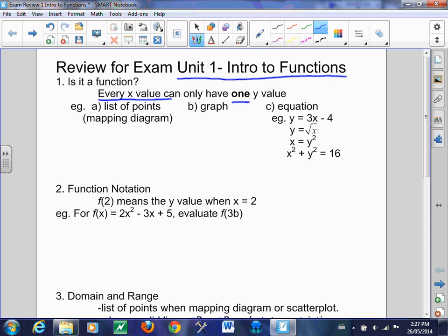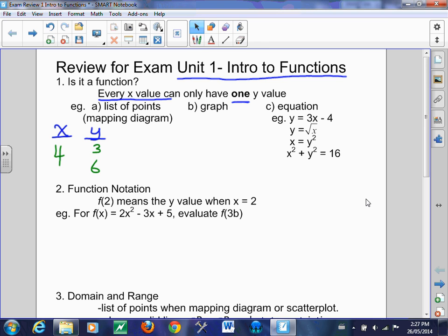Okay? And we can take a look at that in different aspects, a list of points, or what we call a mapping diagram. So if I had something like x and y, and for x, here's a 4, and maybe for y, I had a 3 and a 6. And if I had arrows going from 4 to 3 and 4 to 6, is this going to be an example of a function? Does this x have only one y? No. It actually has 2 y's, so no, this is not an example of a function.